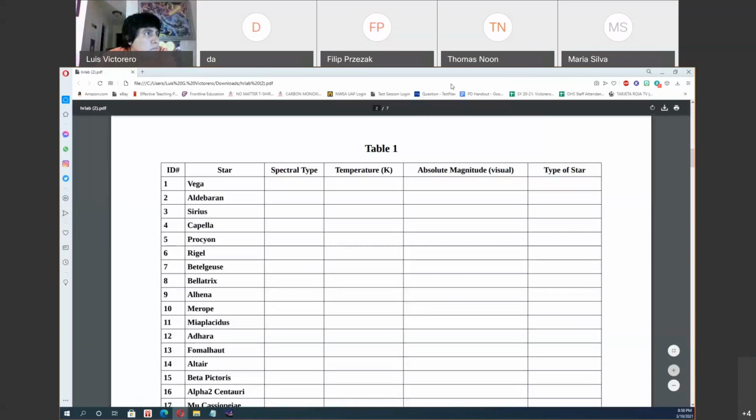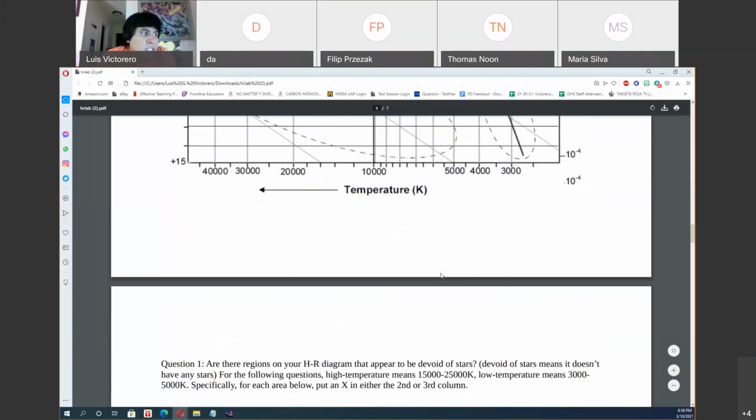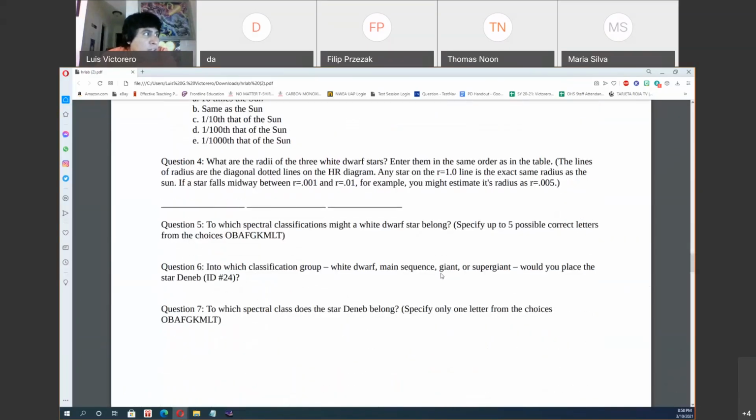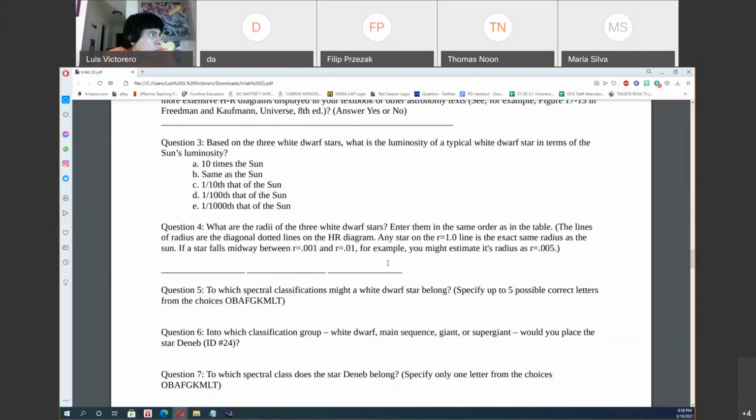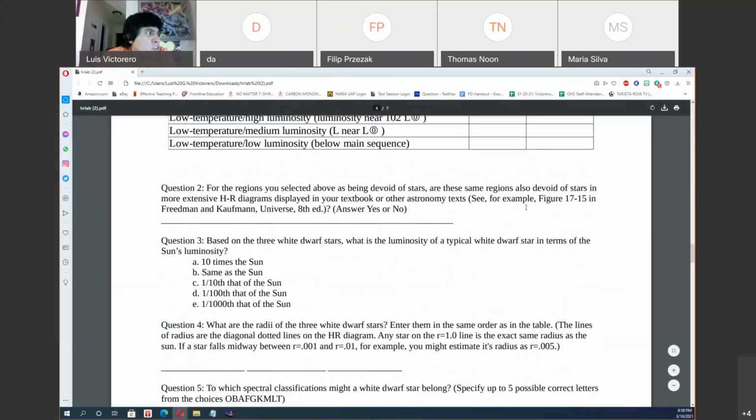The rest of the questions are really easy. Once you complete the table and the chart, it's really based on all that. Oh, by the way, you guys are not doing question 2, okay?